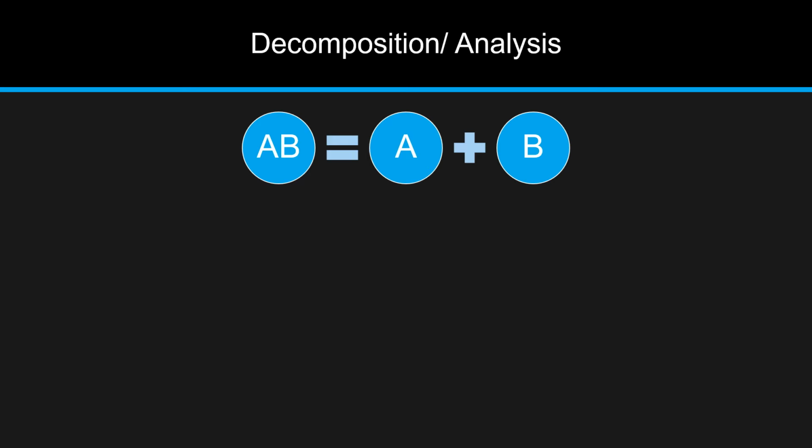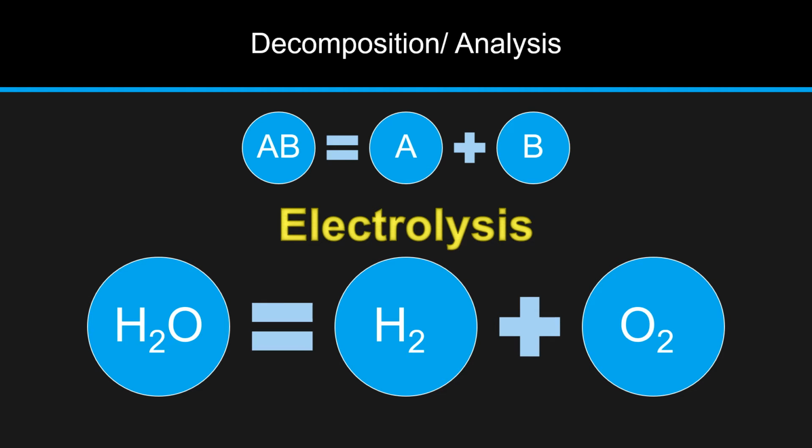An example of decomposition reaction is electrolysis. Electrolysis causes chemical changes by passing electricity through a conducting solution. For example, H2O, or water, going through electrolysis will yield H2 and O2.